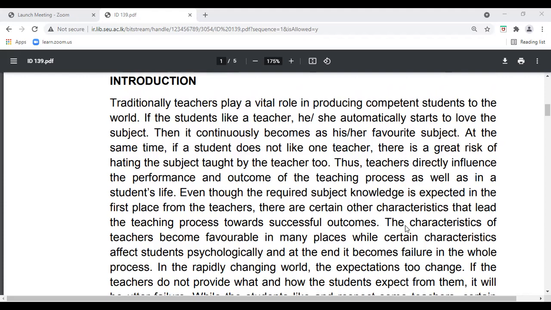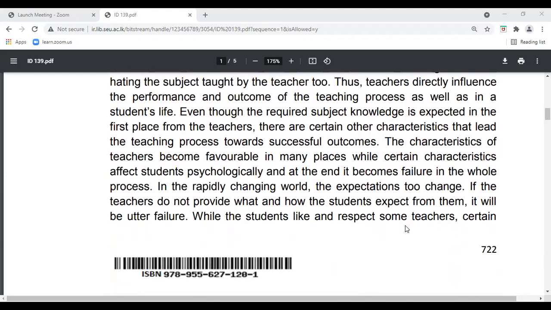Even though subject knowledge is expected in the first place from the teachers, there are certain other characteristics that lead the teaching process towards successful outcomes. The characteristics of teachers become favorable in many places, while certain characteristics affect students psychologically, and in the end it becomes a failure of the whole process. In the rapidly changing world, expectations change. If the teachers do not provide what and how the students expect from them, it will be an utter failure.